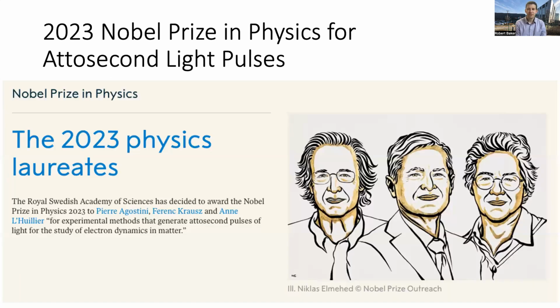The importance of being able to measure electron motion was recognized just last month with the 2023 Nobel Prize in Physics awarded to Pierre Agostini, Ferenc Krausz, and Anne L'Huillier for the creation of pulses of light with extremely short attosecond durations.